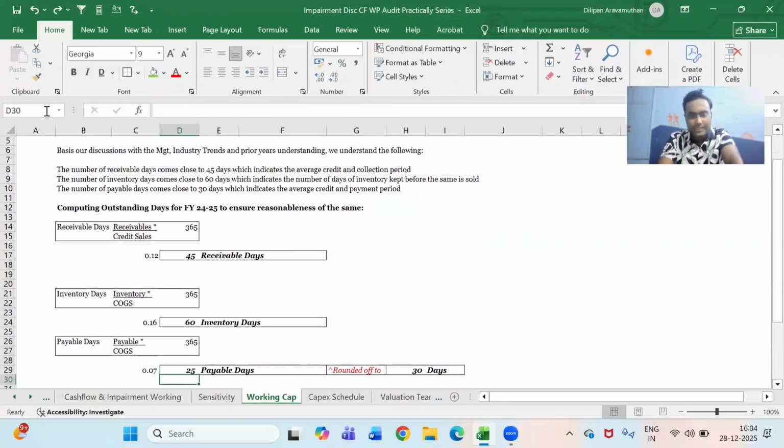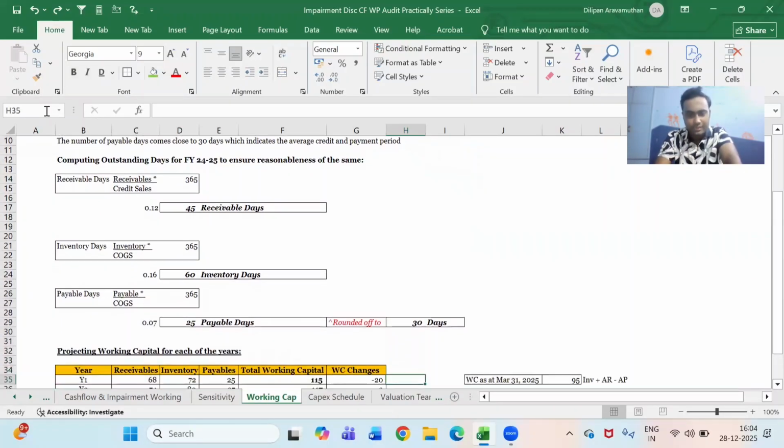And for payables, we take the trade payables in our financial statements divided by cost of goods sold in P&L and multiply it with 365. So we get 25 payable days. For simplicity, I've rounded it off to 30 days. And also, based on discussions with the management, we understand that recently, by looking at the purchase orders that the management has entered into for financial year 25-26, on an average, the credit period comes out to 30 days. So instead of 25, we have taken 30.